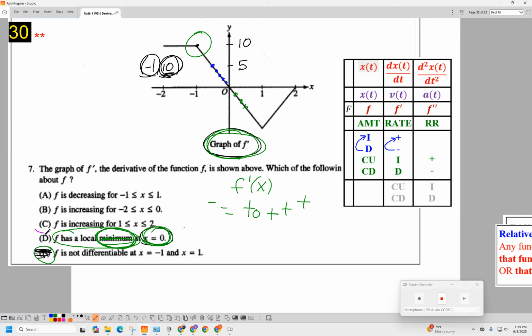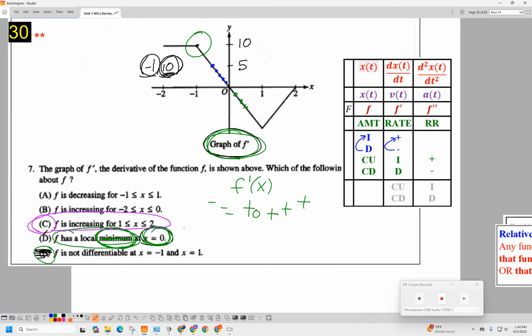Okay. C. F is increasing. Hands up, everybody. What is it about the graph of f prime that will tell you whether or not f is increasing? Hands up. What is it about the graph of f prime that will tell you f is increasing? Go, Izzy. There we go. Good job, Izzy.